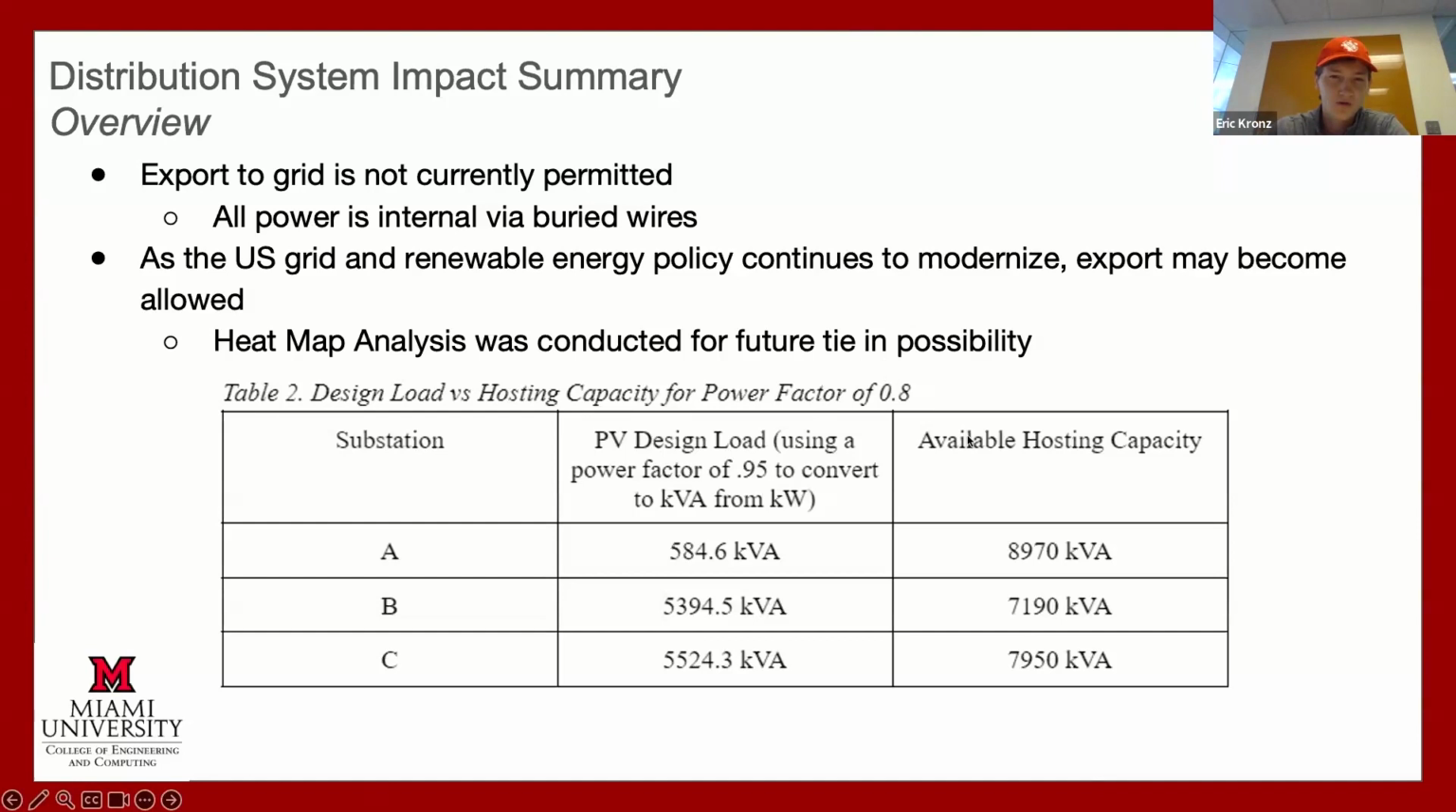But we did want to analyze for potential future tie-in in case that becomes allowed, as it would be beneficial. So we conducted heat map analysis, and you can see just a high level overview in this table that even with a worst case scenario power factor of 0.8 from our inverters, if we tie in at the correct locations, there will be plenty of PV hosting capacity for the network. Next slide, please.